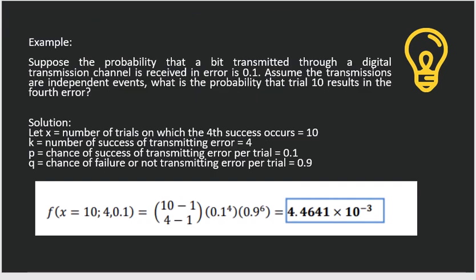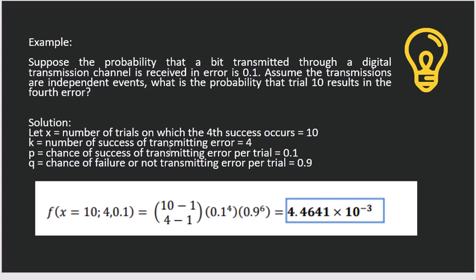Suppose the probability that a bit transmitted through a digital transmission channel is received in error is 0.1. Assume that the transmissions are independent events. What is the probability that 10 trials result in the fourth error? So let x be the number of trials on which the fourth success occurs, which is equal to 10. Fourth error is what is being asked, so x is equal to 10.